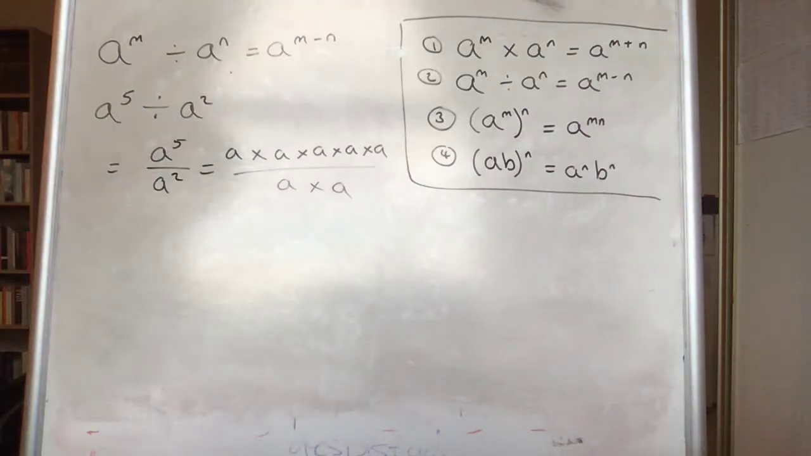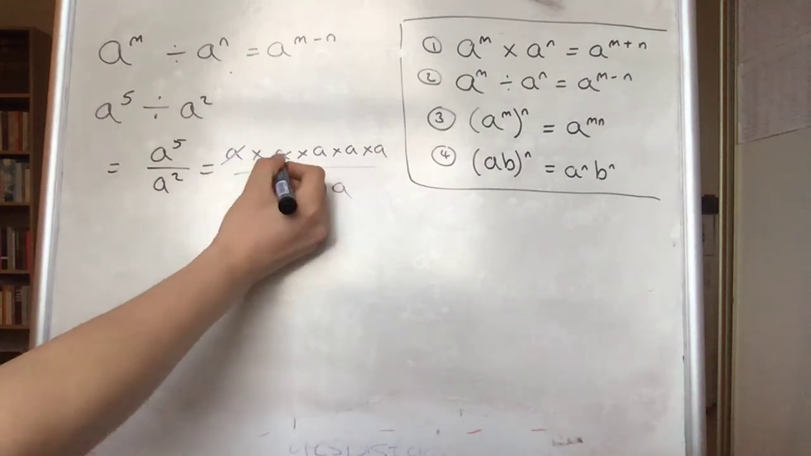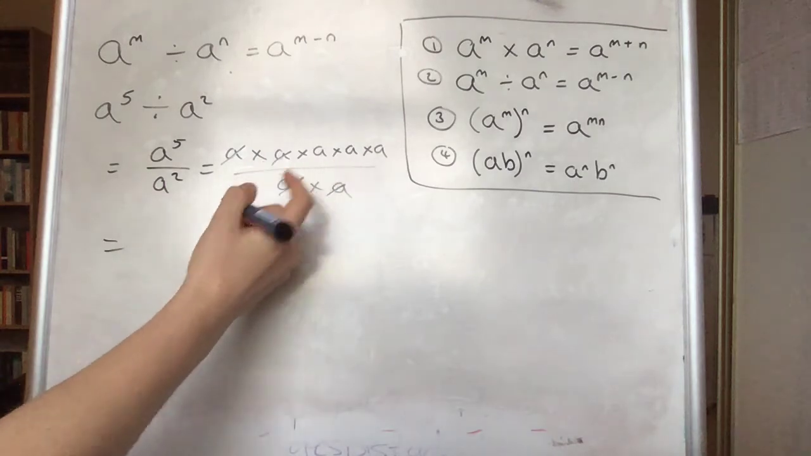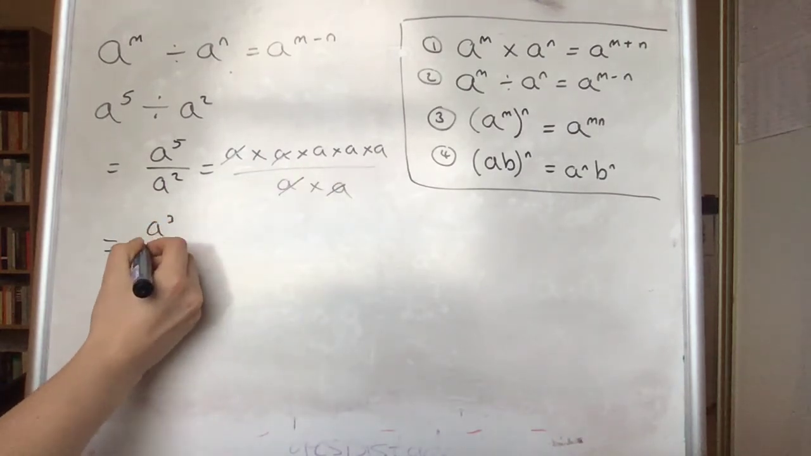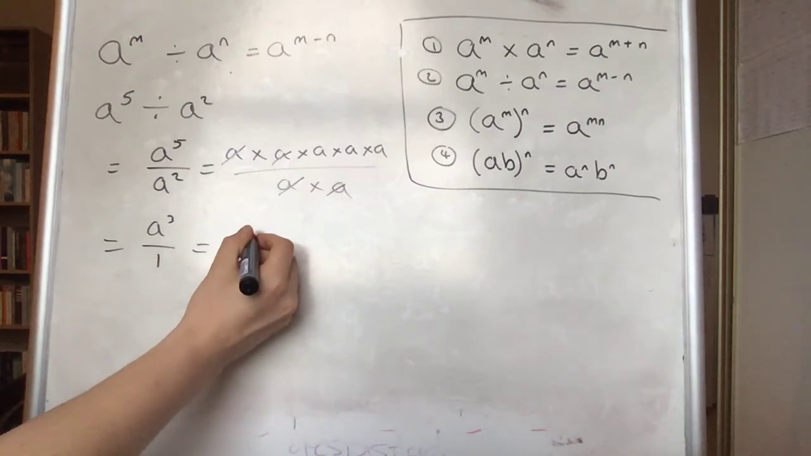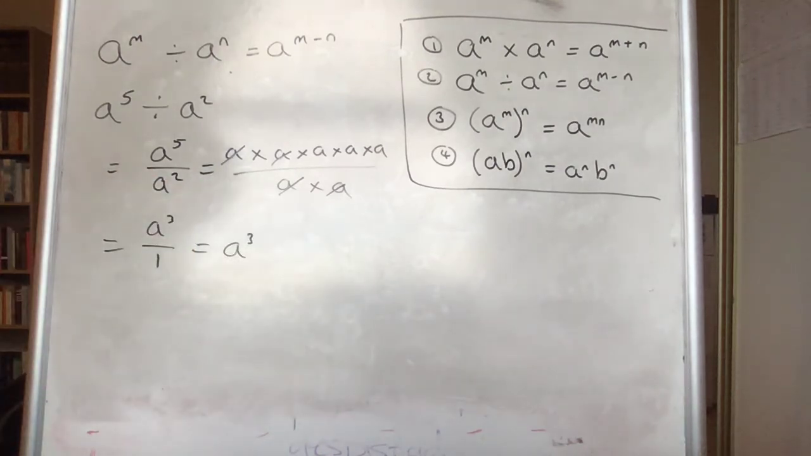We can then divide out the common factor of a. In other words, we can simply divide the top and bottom by 2 a's, like such. And this will give us a cubed, because we've got 3 a's over 1. And that is the same as saying a to the power of 3.